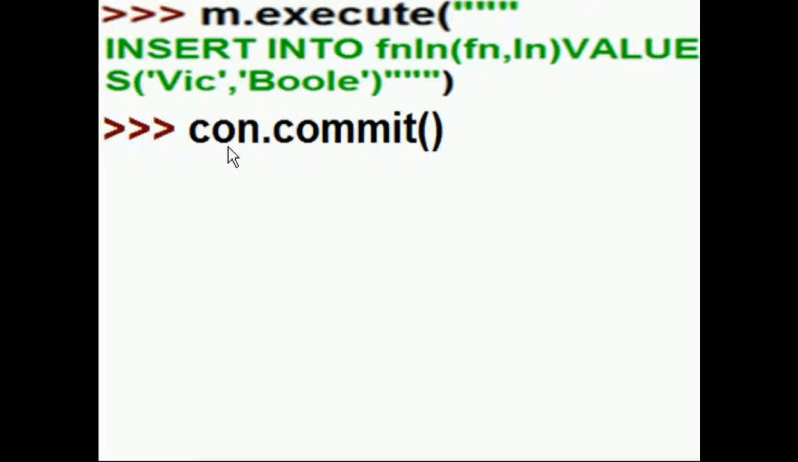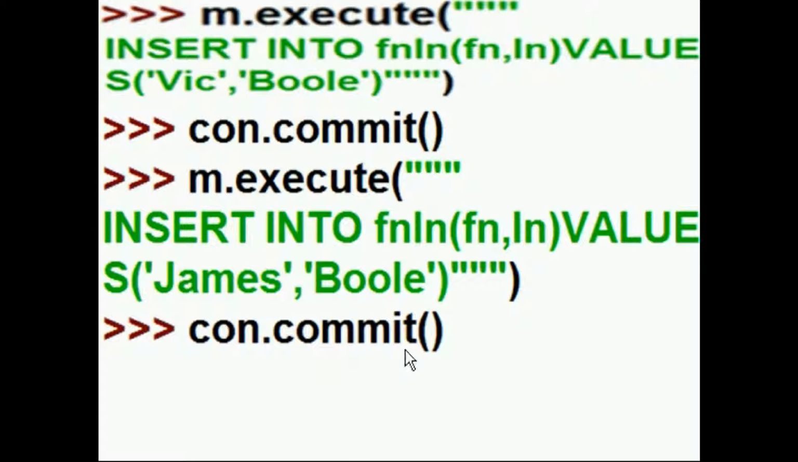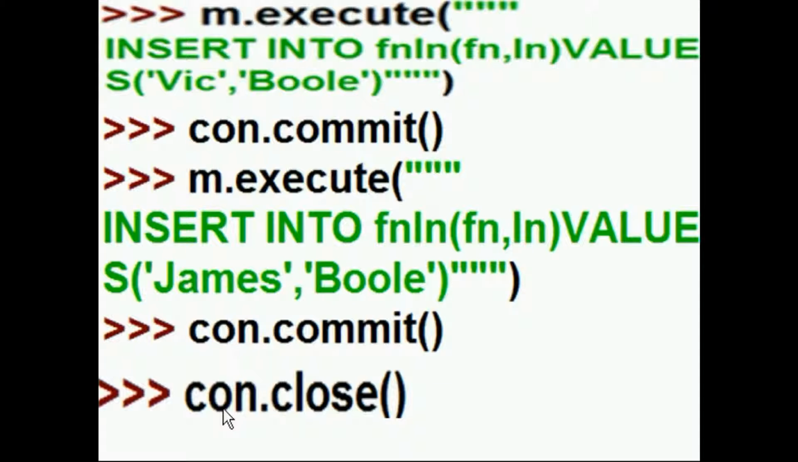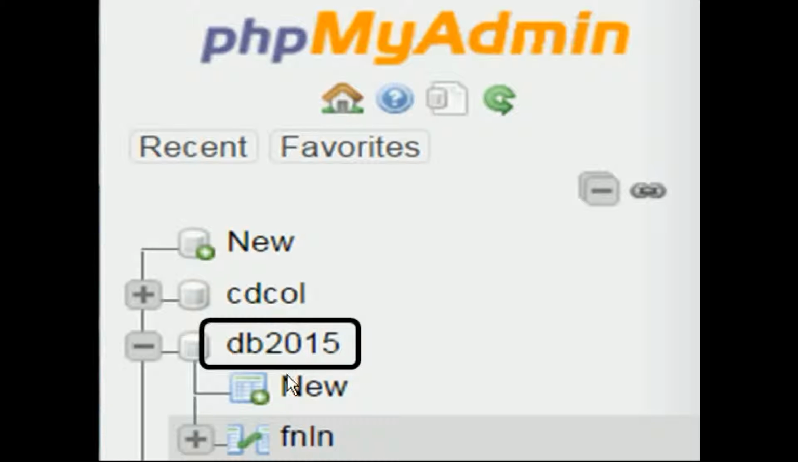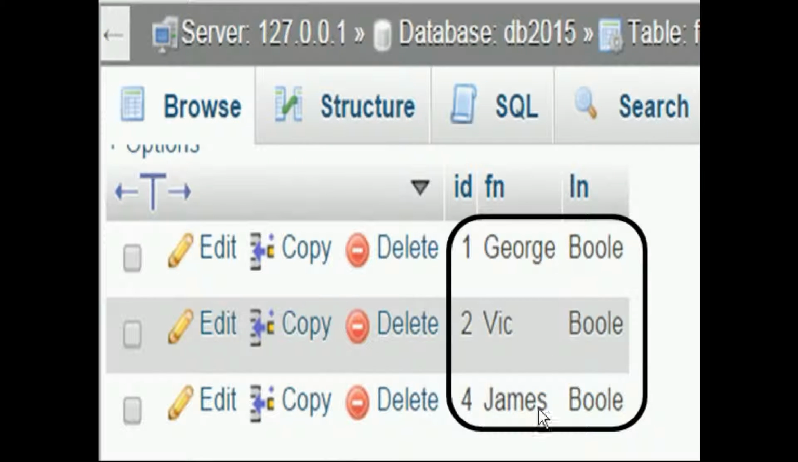Now, Mr. Con, yes, commit that record to the disk. And he does it. Mr. M, yes, execute the following command. Insert into FNLN table, specifically fields FN and LN, the following values. James, Boole. Mr. Con, commit that record to the disk. Mr. Con, close the connection. And he does it. Now I go back to phpmyadmin, DB 2015, FNLN table, click on Browse, and there they are, the 3 records. The parade of hits are there. George Boole, Vic Boole, James Boole.